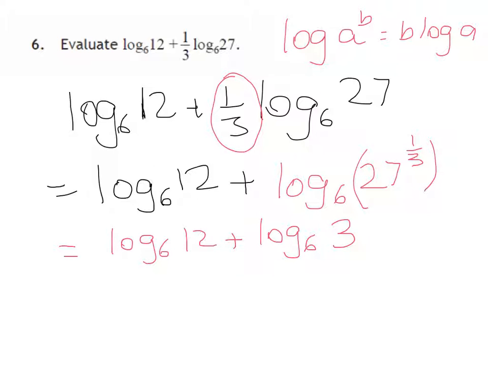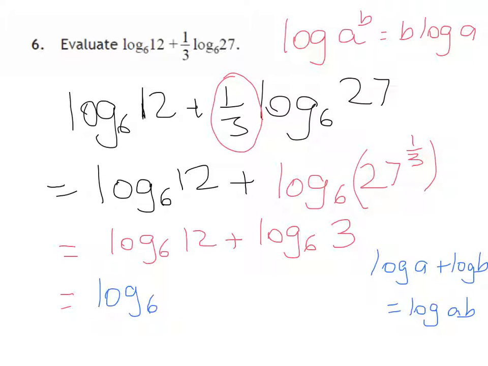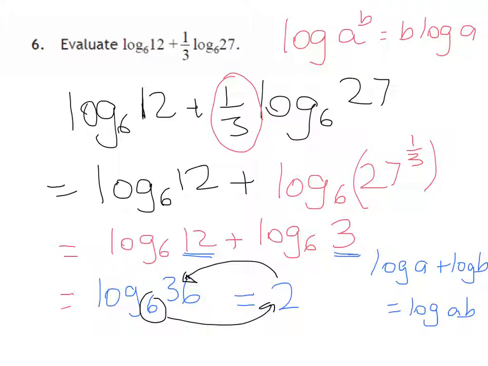So that's 3. Now we're using the rule that the log of a plus the log of b is equal to the log of the product ab. So we're putting this one back together. We're going to get equals log to base 6 of 36, right? 12 times 3, and that equals 2. Remember how logs work? 6 to the power of 2 gives me 36. So the answer to that one is 2. Next question.